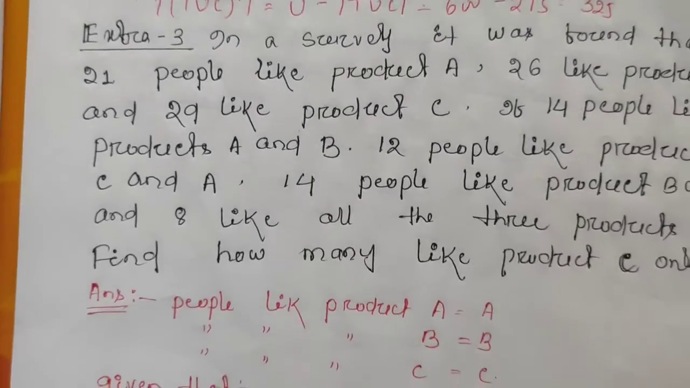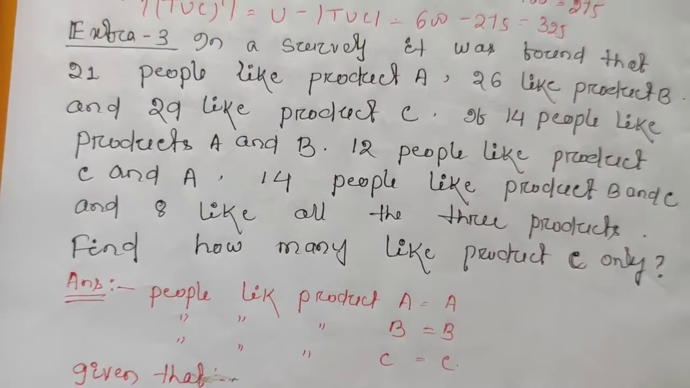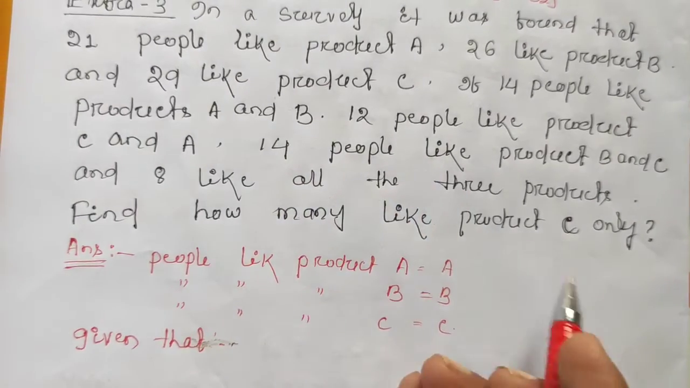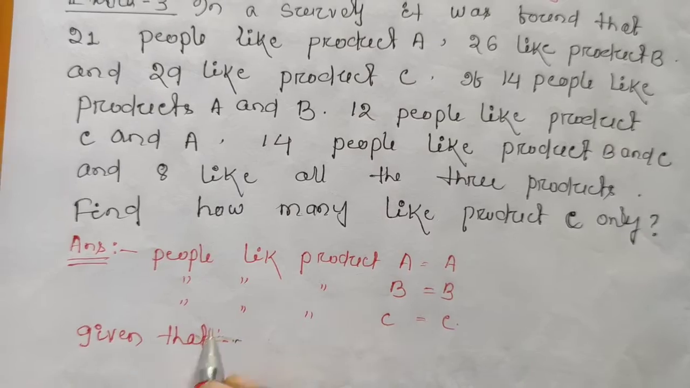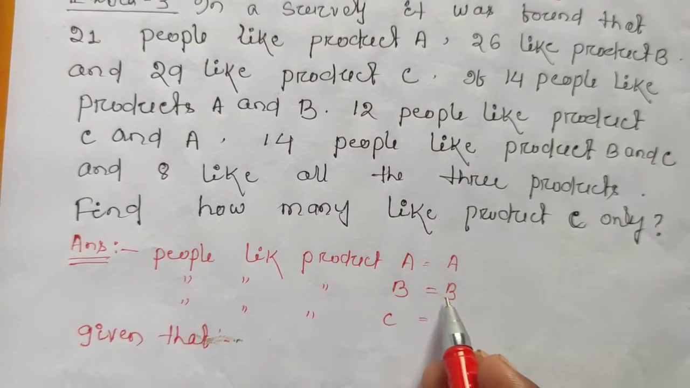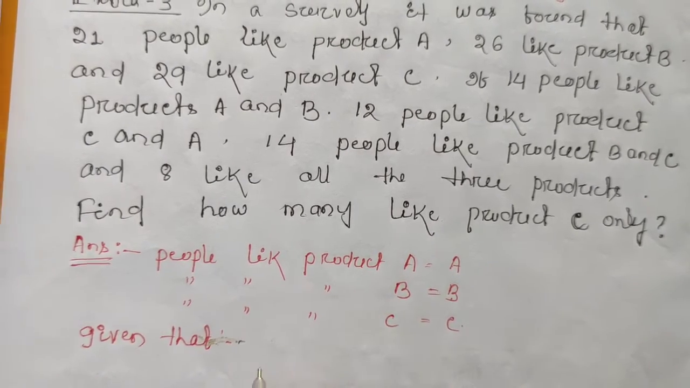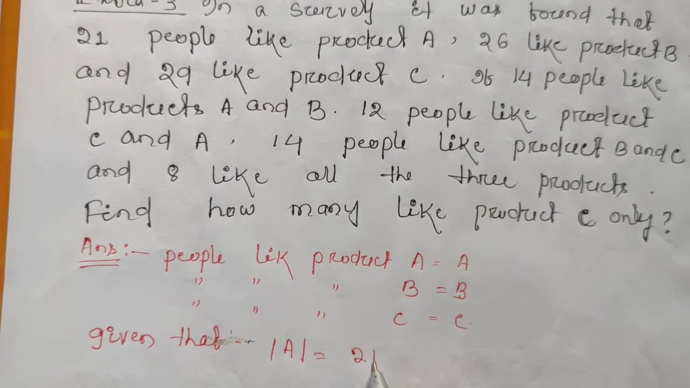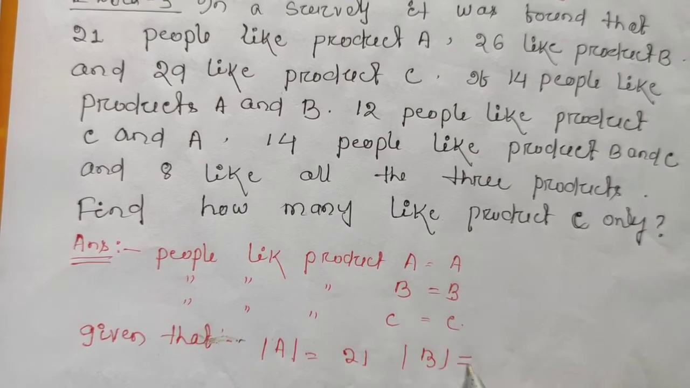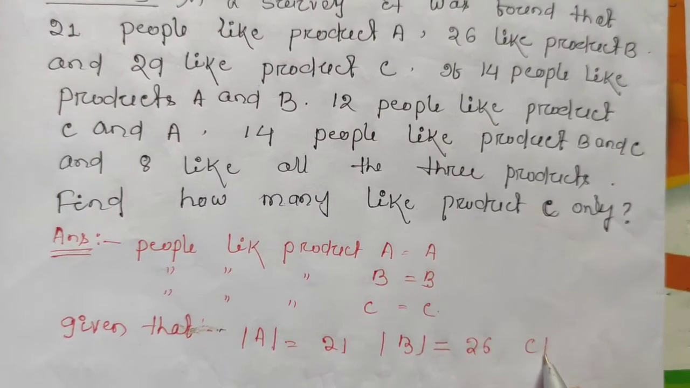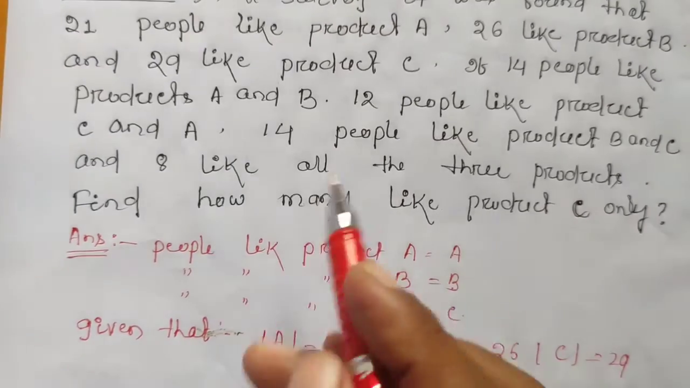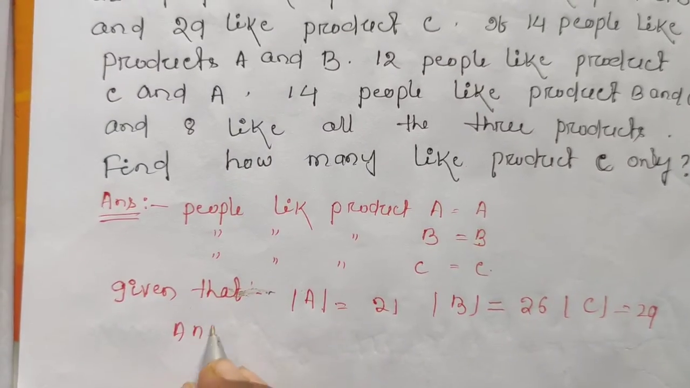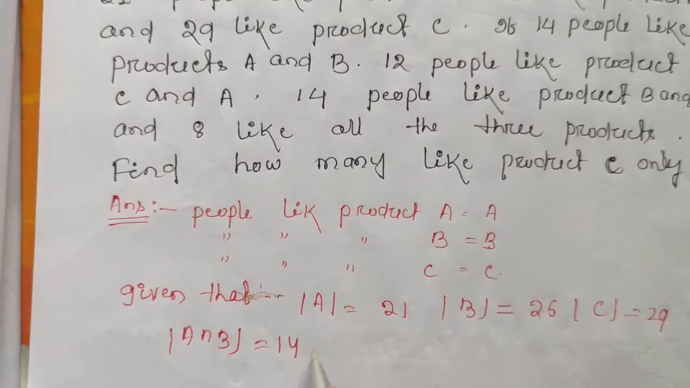Next, in a survey it was found that 21 people like product A, 26 like product B, 29 people like product C. Let the people who like product A be A, product B be B, and product C be C. Given that |A| is equal to 21, |B| is equal to 26, |C| is equal to 29. Next, 14 people like product A and B, so |A intersection B| is equal to 14.